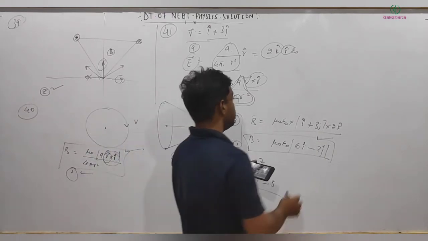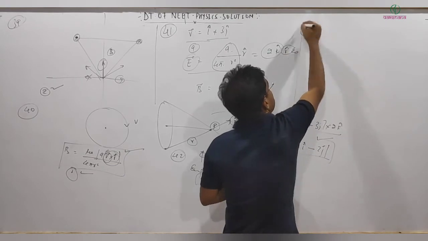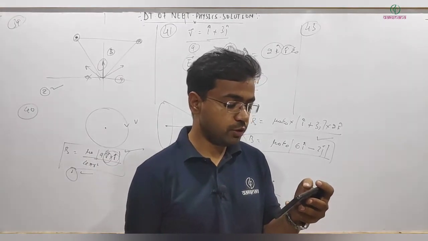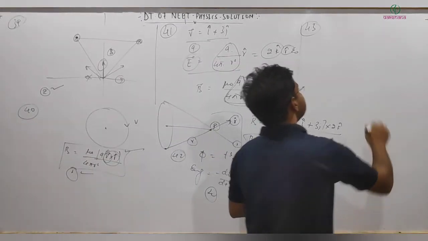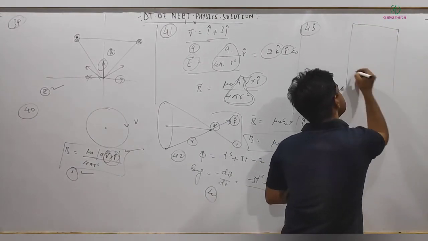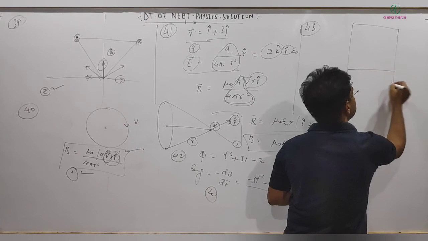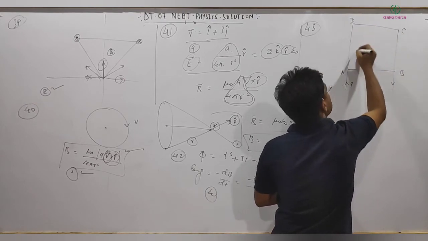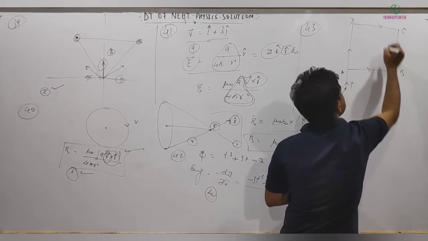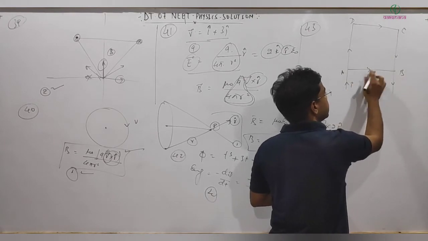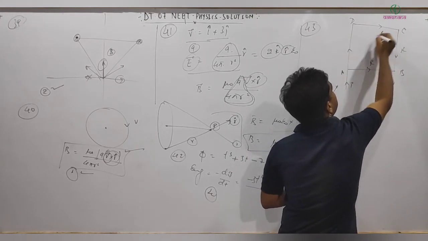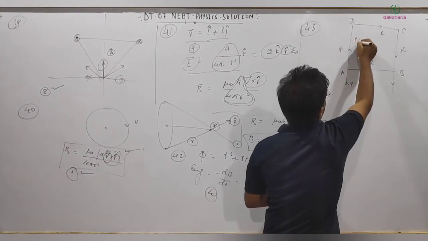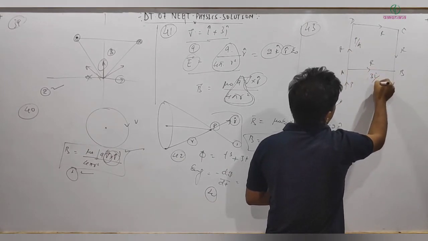Next, question number 43. Current I enters at A in a square loop of uniform resistance and leaves at B. So this is the uniform resistance, entering here at A and leaving here at B, with the other corners C and D. The current will go this way, this way, this way, and finally come out. If the resistance is R, R, R, R, then higher resistance means lower current, so this current will be I by 4 and this current will be 3I by 4.